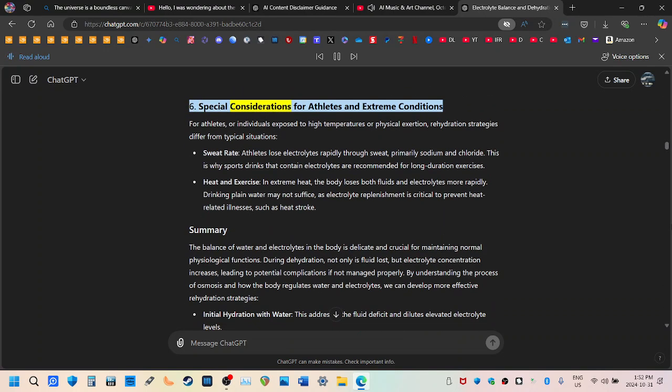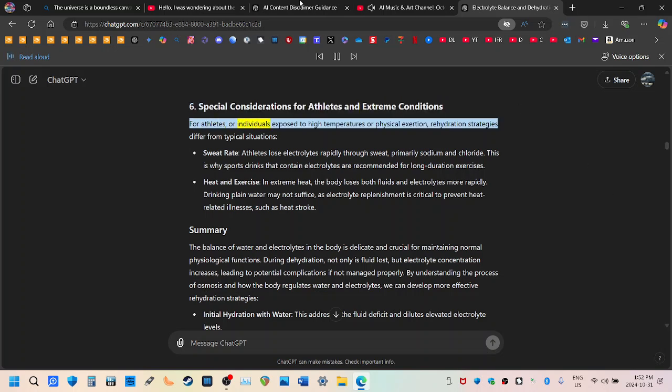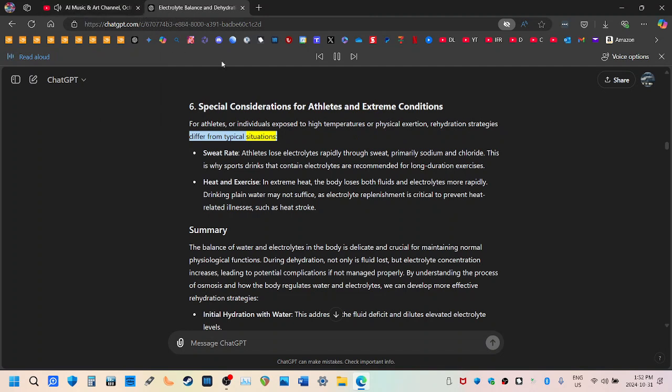6. Special considerations for athletes and extreme conditions. For athletes, or individuals exposed to high temperatures or physical exertion, rehydration strategies differ from typical situations. Sweat rate: athletes lose electrolytes rapidly through sweat, primarily sodium and chloride. This is why sports drinks that contain electrolytes are recommended for long-duration exercises.